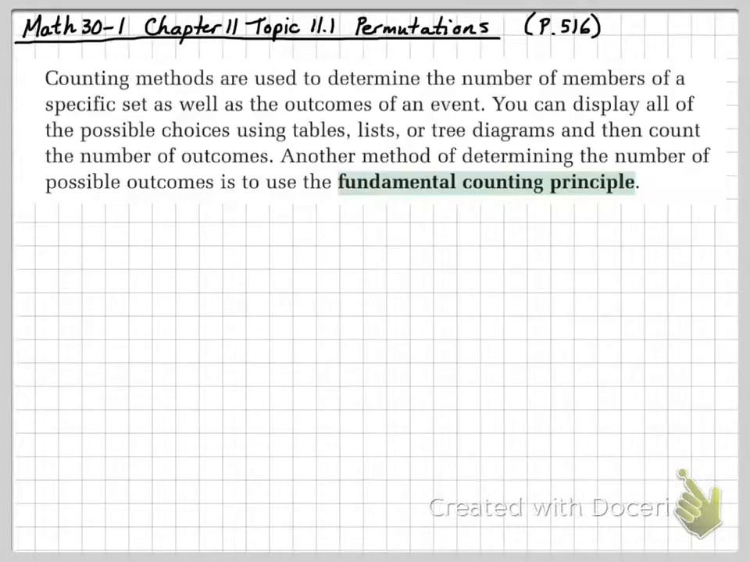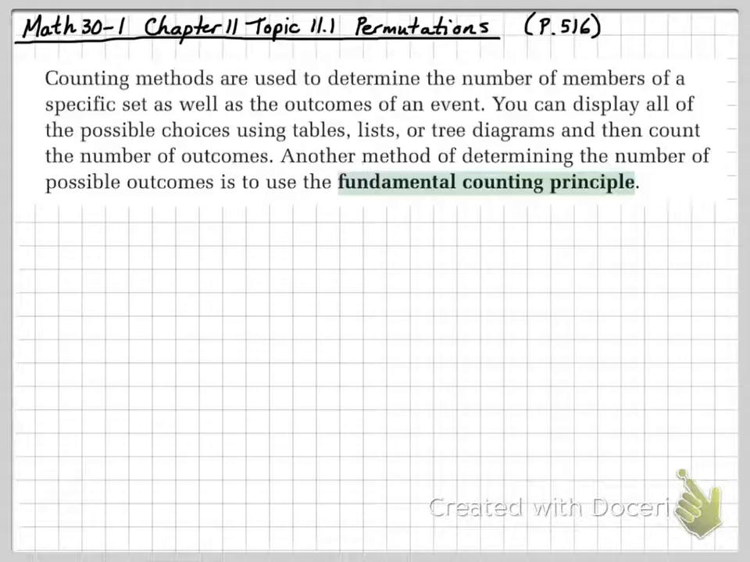Well, here we are, Chapter 11, Topic 11.1 on permutations, from page 516 of our textbook. First of all, counting methods are used to determine the number of members of a specific set, as well as the outcomes of an event. You can display all of the possible choices using a table, using lists, or even tree diagrams, and then counting the number of outcomes.